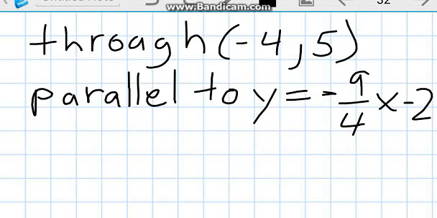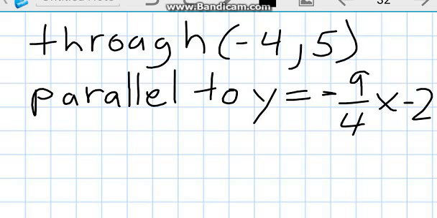Hello everyone. In this video we are going to be working with slopes. For this particular problem we're looking for the equation of a line that is moving through the point (-4, 5) and is parallel to the line y = -9/4 x - 2. As confusing as this may seem, it is not too difficult.